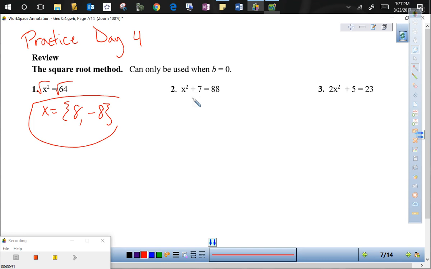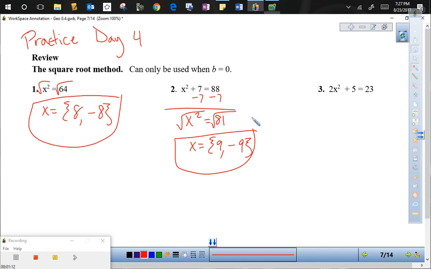Okay, the next one, we got an extra step in here. To get the squared by itself, we're subtracting by 7, and that gives us 81. Now we can do just like the first problem, take the square root of both sides, and x equals 9 and negative 9.